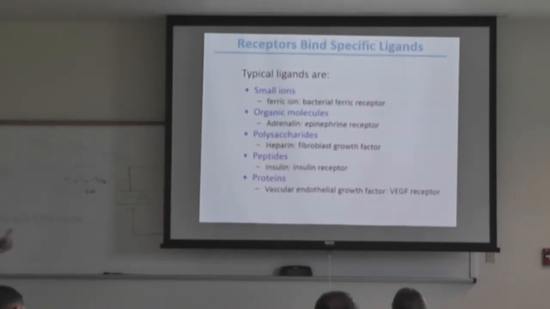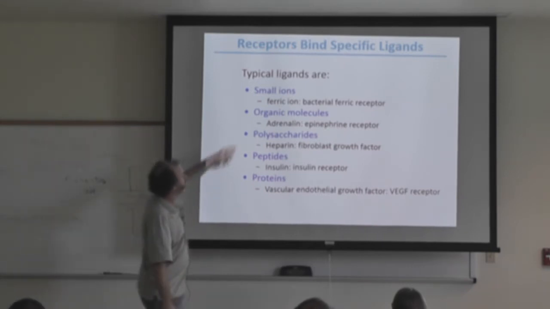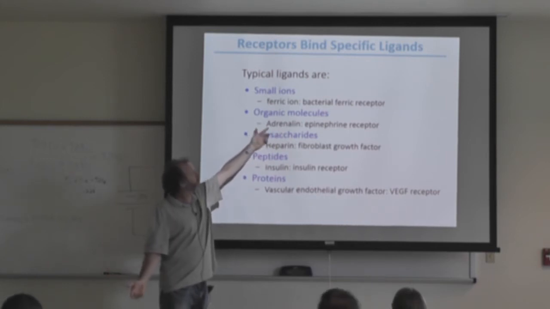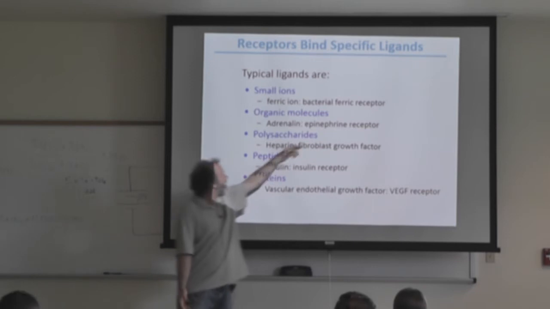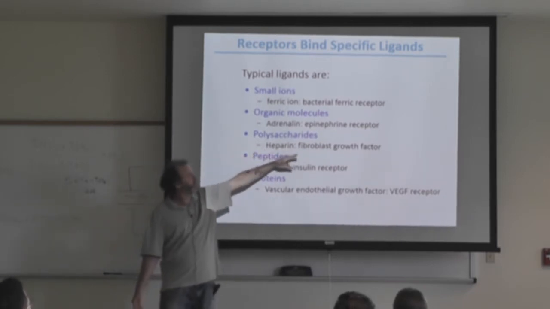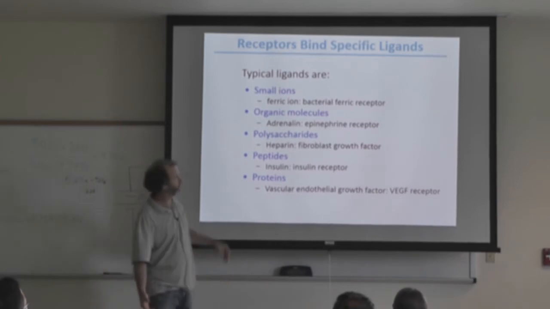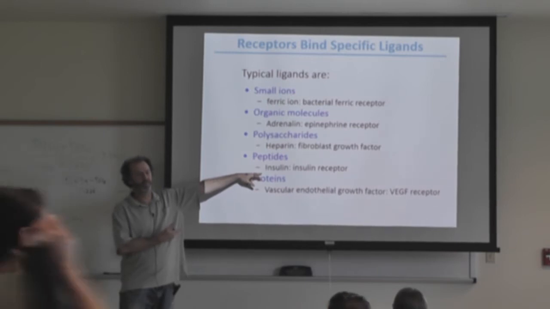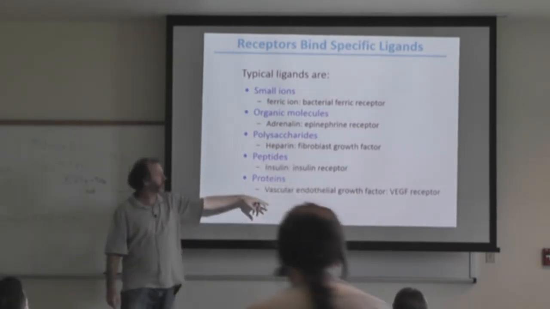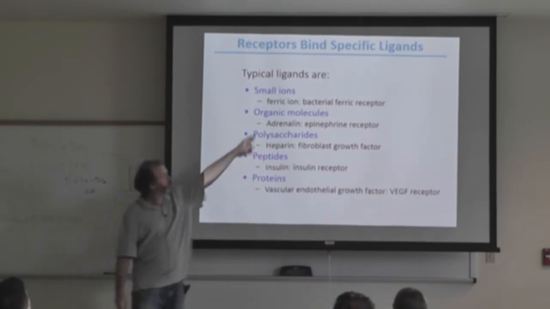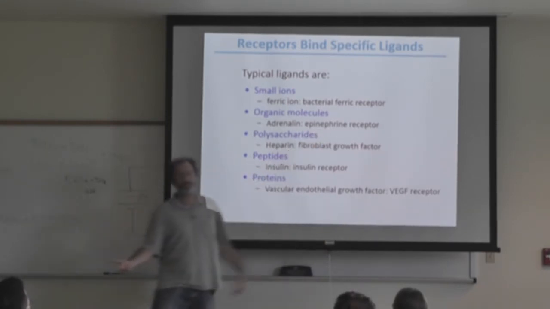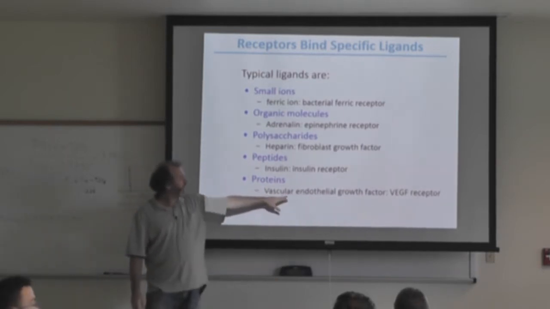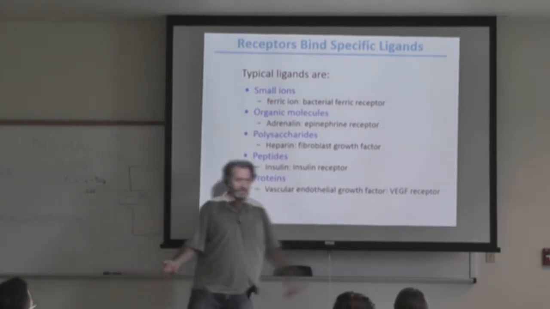So receptors bind specific ligands. Typical ligands: you can have small ions, like ferric ion, which binds a bacterial ferric receptor. Organic molecules such as adrenaline or epinephrine. Polysaccharides, heparin and fibroblast growth factor include some of your ligands. And then you have peptides such as insulin. What's the opposite of insulin? Glucagon. Yeah, glucagon's another peptide. And glucagon and epinephrine have very similar physiological results, just at different targets, right? And proteins, vascular endothelial growth factor, FGF receptor.